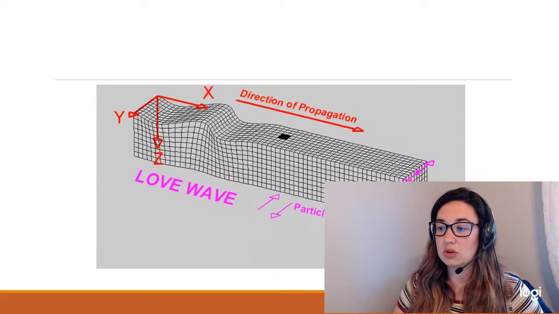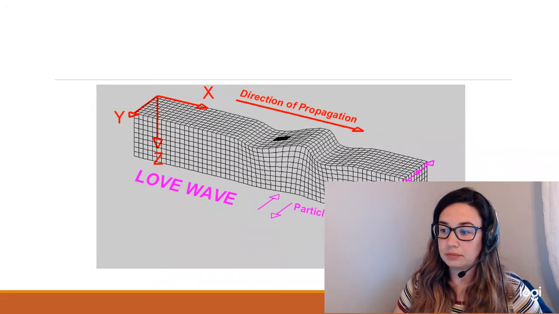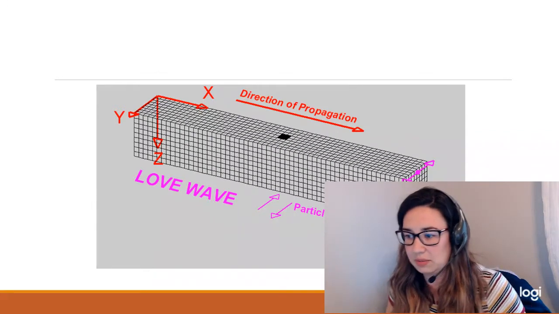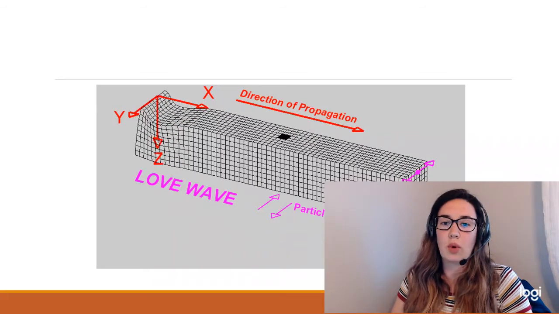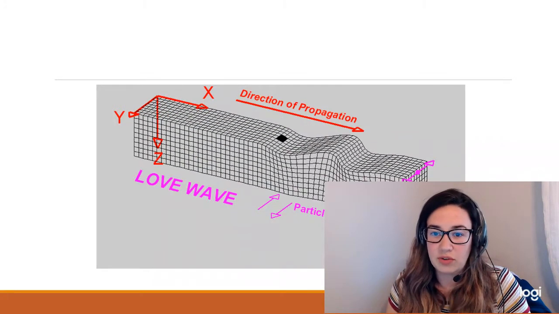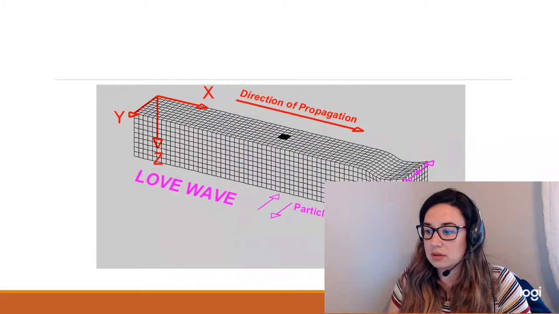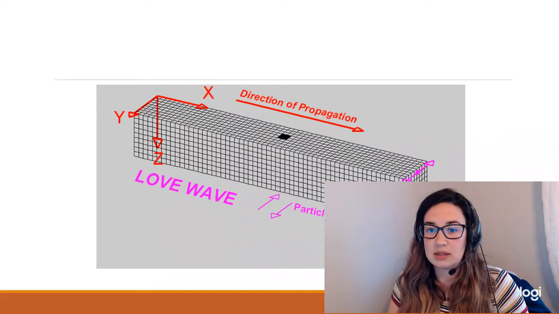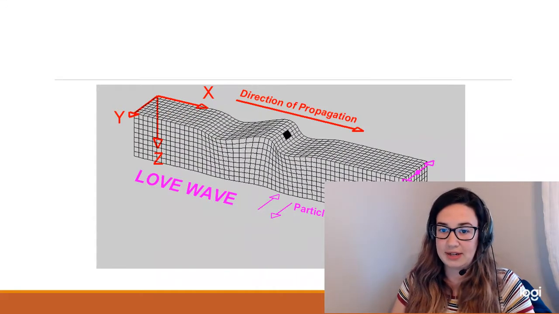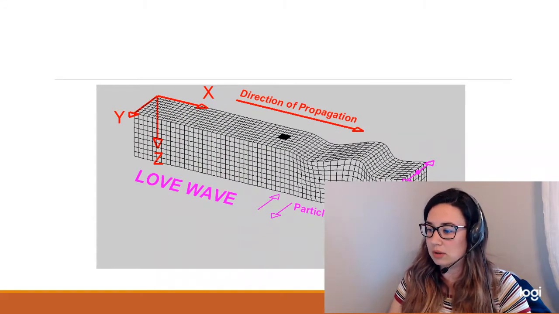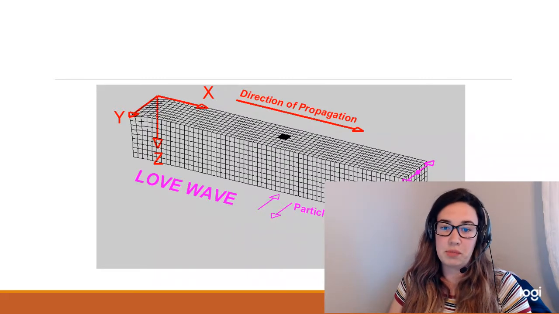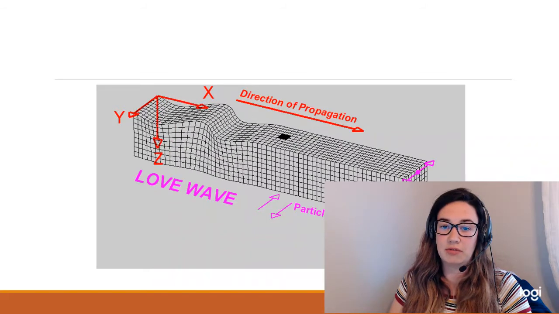Okay, so this is your Love wave. You can kind of see it's going back and forth. It's a little bit harder to see, but that black square on the top can kind of show you how it's moving back and forth. So the particle motion is going side to side, even though the direction of propagation is going from left to right. I'll let this play once or twice more so you can see the movement of this particular Love surface wave.